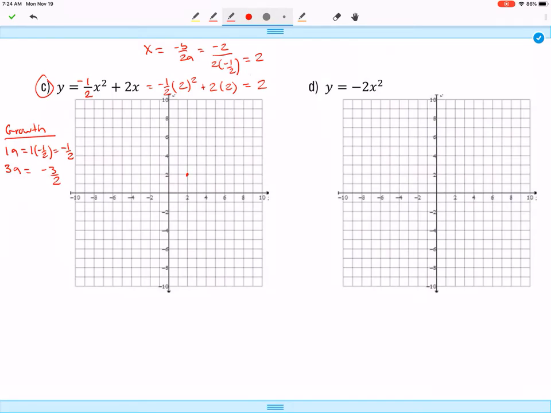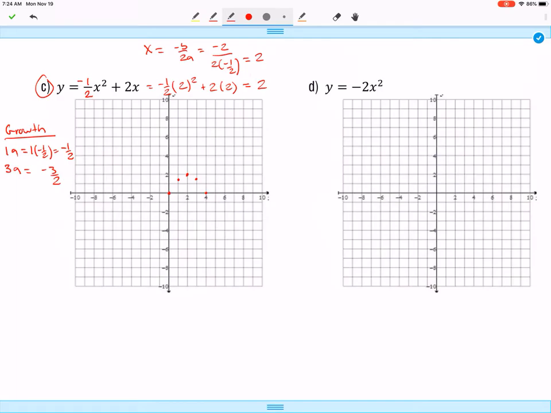And we'll draw those over. So we're going to go over 1, and this time we're going to go down 1/2. So that's about 1/2. And we'll do it on both sides. Okay? And then we're going to go over a whole 1, and then down 3/2.